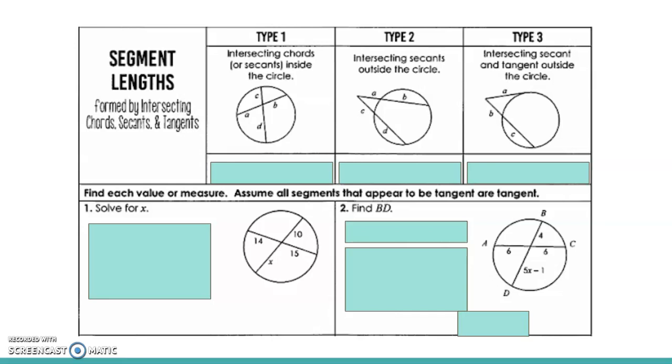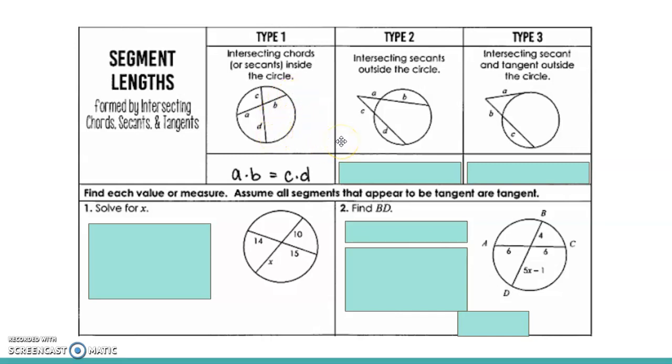So when we're looking at an intersecting chord or secant inside the circle, we are going to use this relationship. So A times B is equal to C times D. So you can sort of think of the 2 halves multiplied is equal to the second 2 halves multiplied.